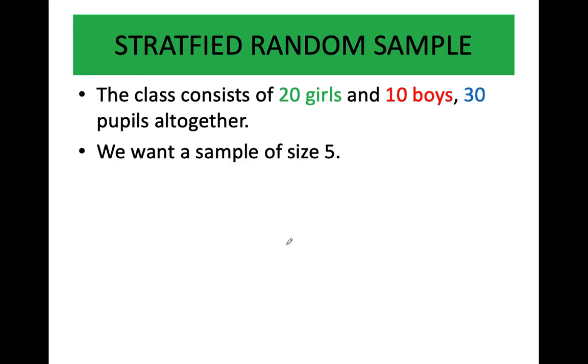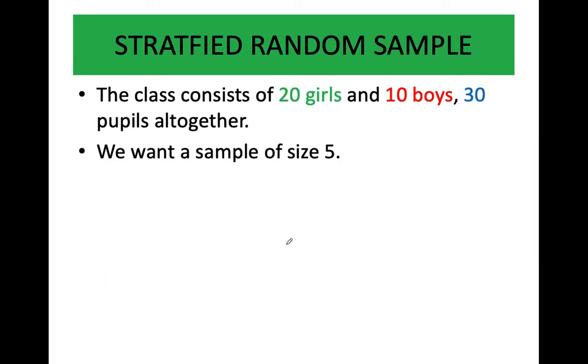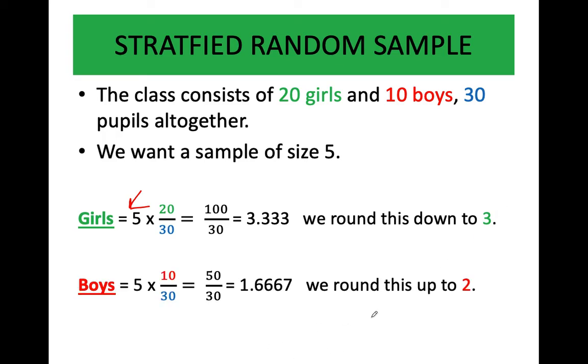Let's have a look at this example. This time we've got 20 girls and 10 boys, but this time we want a sample size of 5. So the first thing we need to do is take the new sample size, and then we need to write the number of girls as a fraction, so it's 20 out of a total of 30. And because we get a decimal and we can't have a decimal number of girls, we need to round this down. Then we do the same for boys. Then we're going to round this up. So we get 3 girls and 2 boys.